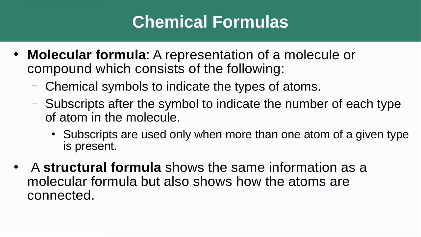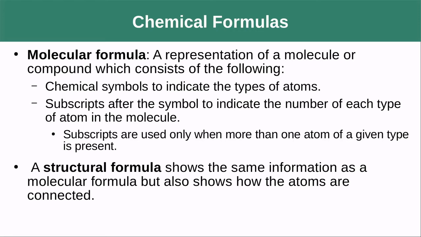Okay, so the first thing here is we have our molecular formula. This is a representation of a molecular compound which consists of the following. We're going to have the chemical symbols from the periodic table we talked about before, and we're going to have subscripts after the symbols to indicate the number of each type of atom in the molecule. So the subscripts are usually omitted, like we don't put 1 in there as a subscript. Those are usually omitted, and we assume that there's only one of them.